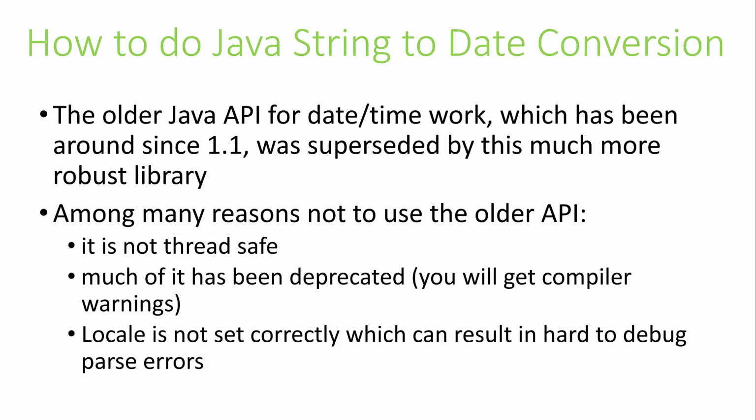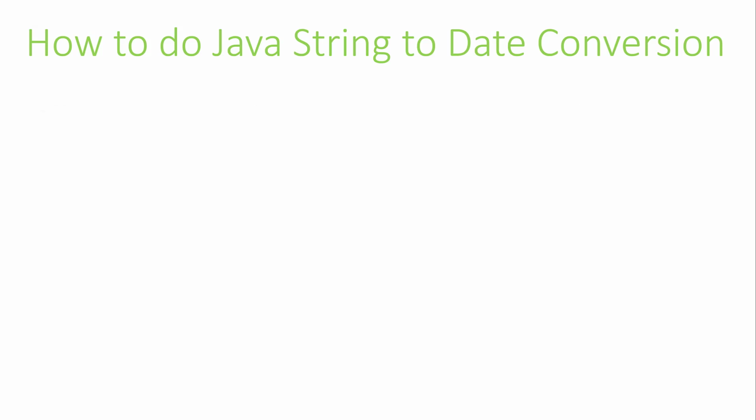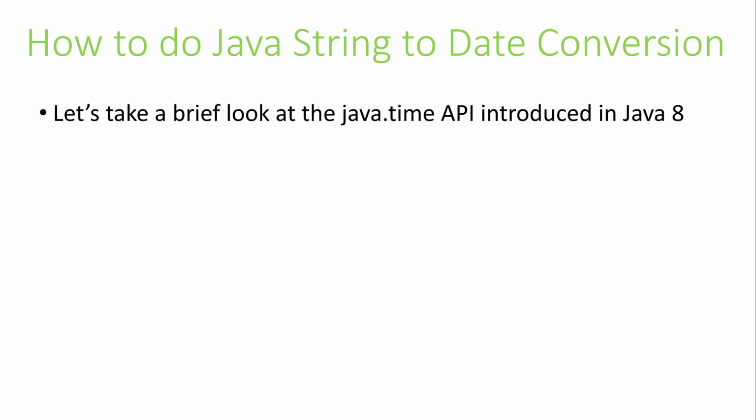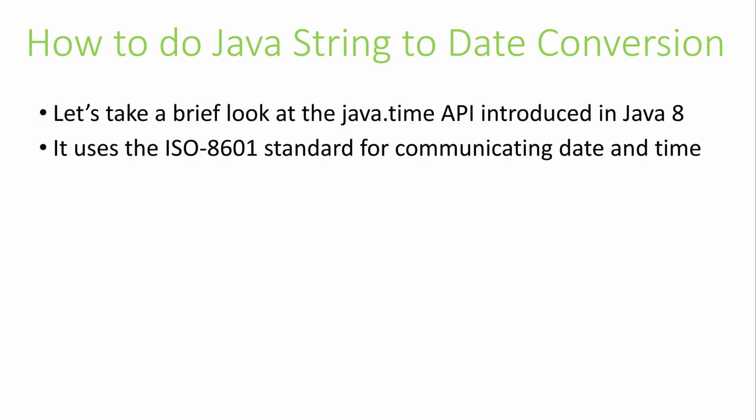And the locale is not set correctly in these older libraries, which can lead to hard-to-debug parse errors in your application. Many good things were introduced in Java 8, including major updates to the java.time API. It includes the ISO 8601 standard for communicating date and time values in a standard way that supports international differences in how dates and times are represented.